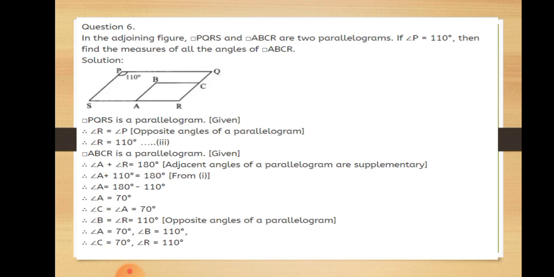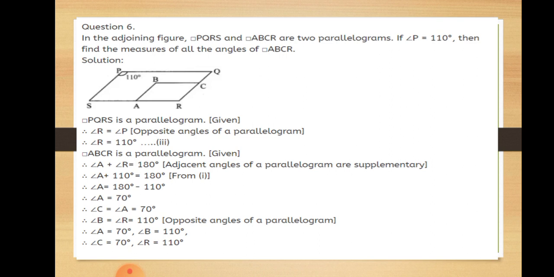So here we are able to find out the measurement of angles A, B, C and R. How? By using the property that opposite angles of a parallelogram are congruent. So angle A equals 70 degrees, angle B equals 110 degrees, angle C equals 70 degrees and angle R equals 110 degrees. Okay, now here you are able to find out the parallelogram properties.